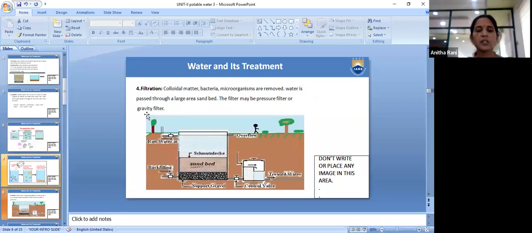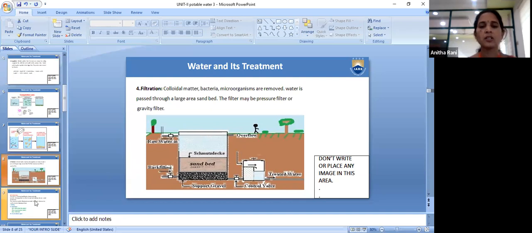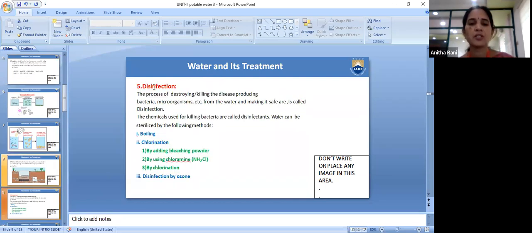The fourth step is filtration. Here we remove colloidal matter, if any is present, and bacteria and microorganisms. We are using a large-area sand bed. We pass the water through the sand bed and filter it, so that we can remove bacteria, colloidal matter, and microorganisms. But we cannot remove bacteria completely, so we go for the fifth step, disinfection.